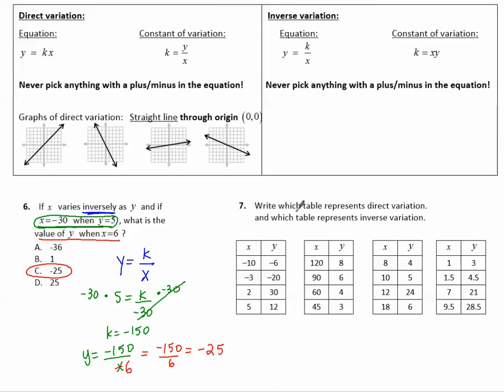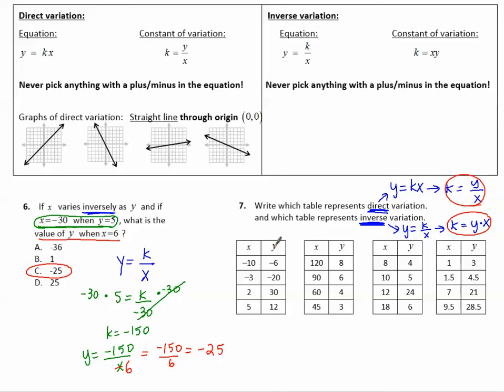Number 7, write which table represents direct variation and which table represents inverse variation. So for direct variation, which is y equals kx, to get to the k, we have to have y divided by x. Inverse variation, which is y equals k divided by x, to get to the k, we have to multiply y times x. So if we're looking at values of x and y, I'm going to divide them to see if it's direct variation. I'm going to multiply them to see if it's inverse variation.